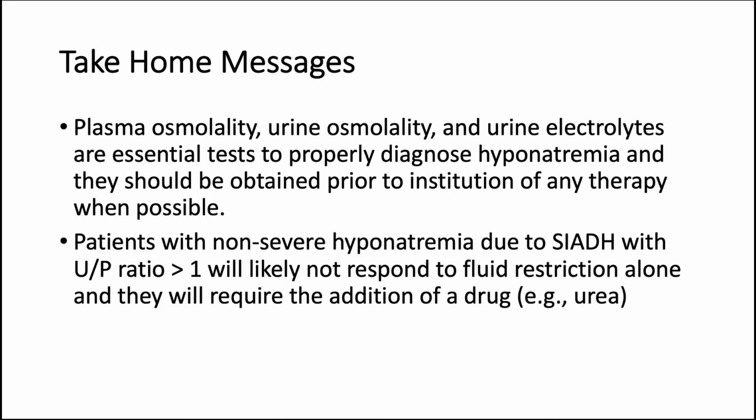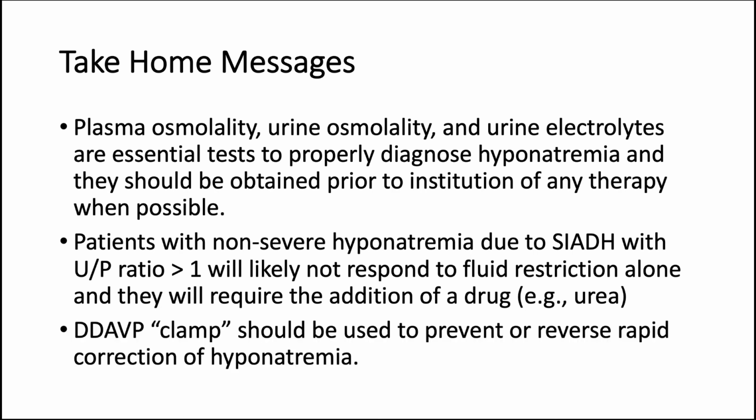Number 2, patients with non-severe hyponatremia due to SIADH with a U/P ratio greater than 1 will likely not respond to fluid restriction alone, and they will require the addition of a drug, which for our hospital will be urea, but you should use whatever is available in your hospital. And finally, the DDAVP clamp should be used to prevent or reverse rapid correction of hyponatremia.